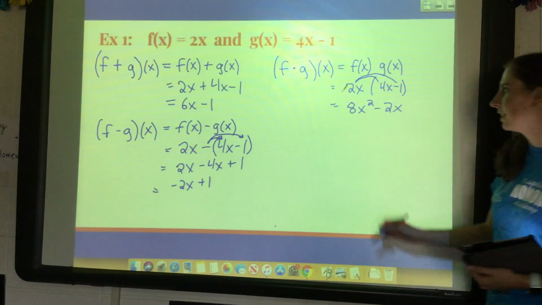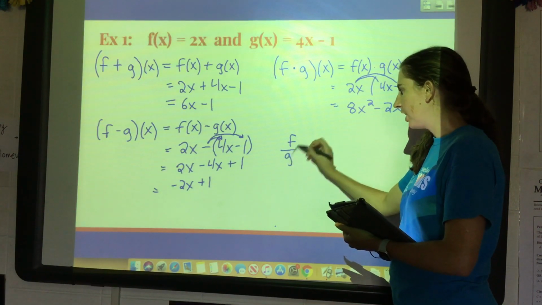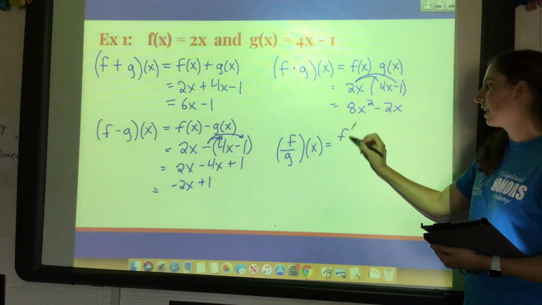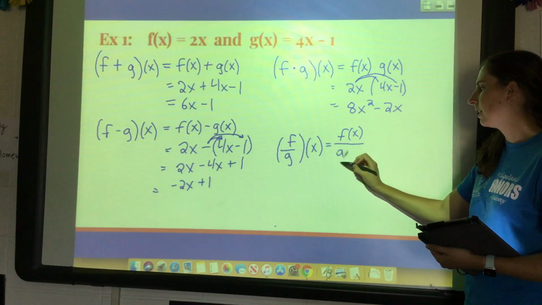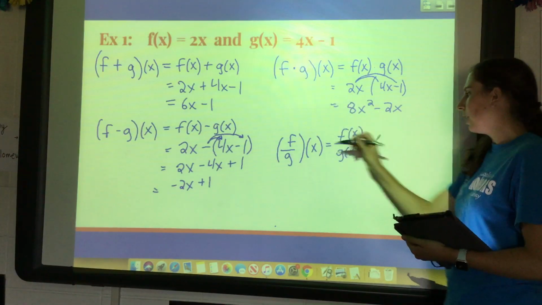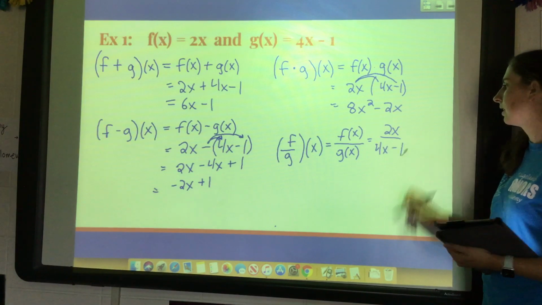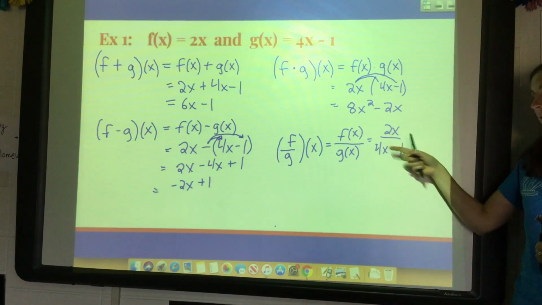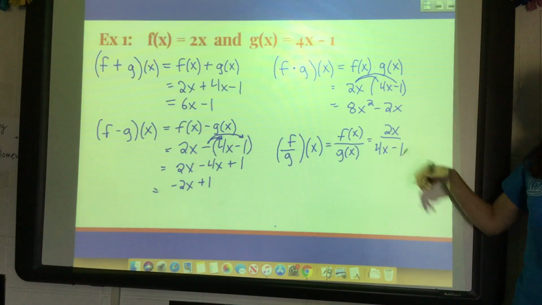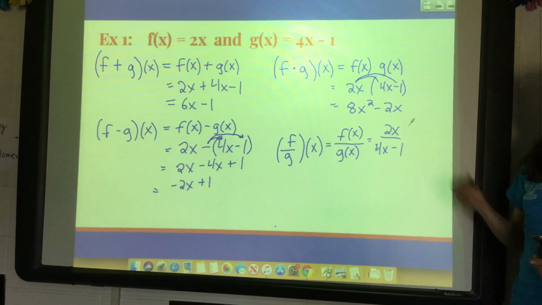And last, we're going to divide. So let's say we did f divided by g of x. That's the same thing as f of x divided by g of x. So f of x was 2x. G of x is this. That's pretty much as simplified as that gets. I mean, there are ways you could do stuff with that, but there's nothing really to divide. Since there's two terms down here, I'm just going to leave it as it is. That one's done.